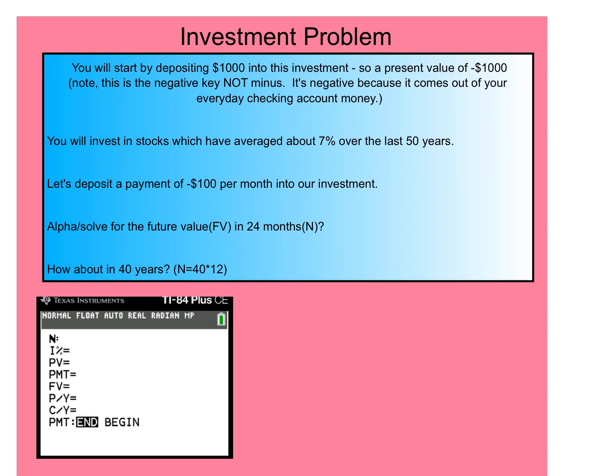You'll start by depositing $1,000 into this investment. So a present value of negative 1,000. Note, this is negative key, not minus key. I think we've talked about that. It's the one that's at the very bottom of the keyboard. It's negative, it comes out of your everyday checking account money.